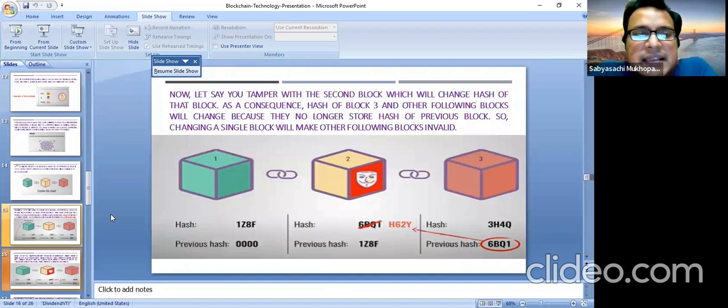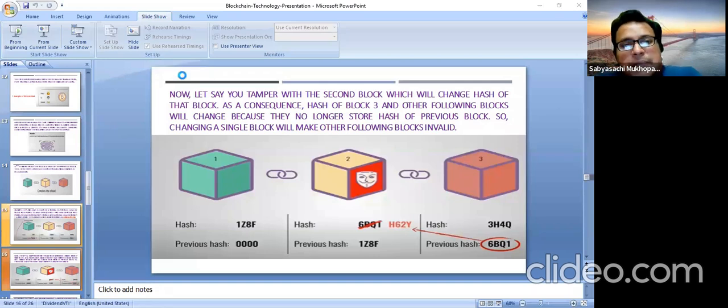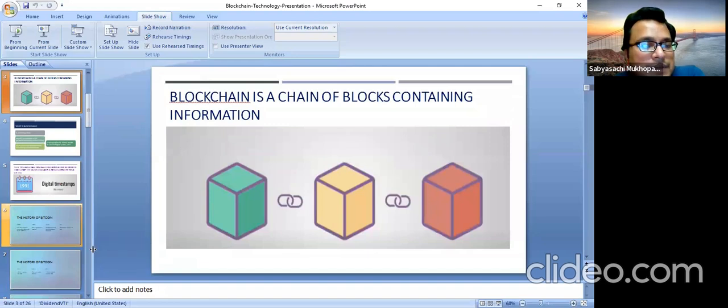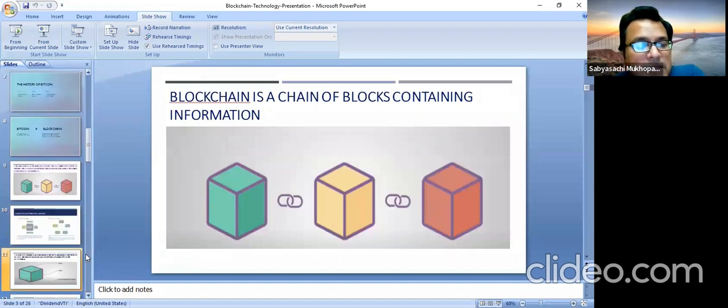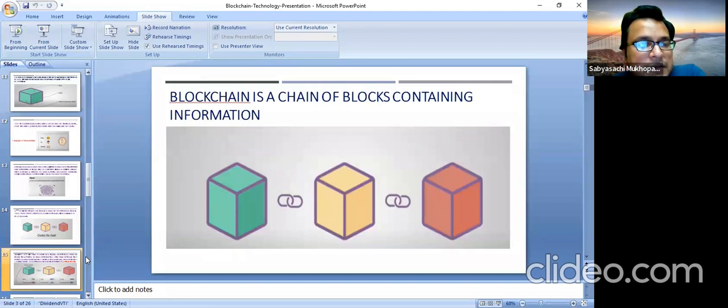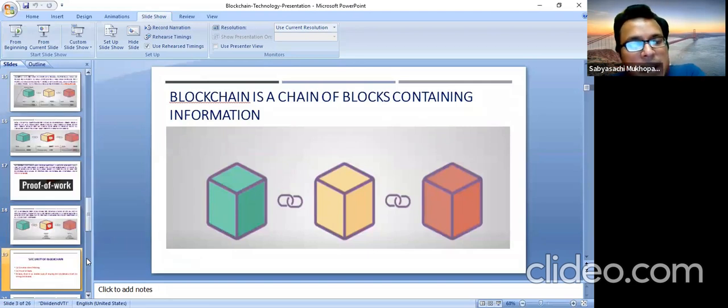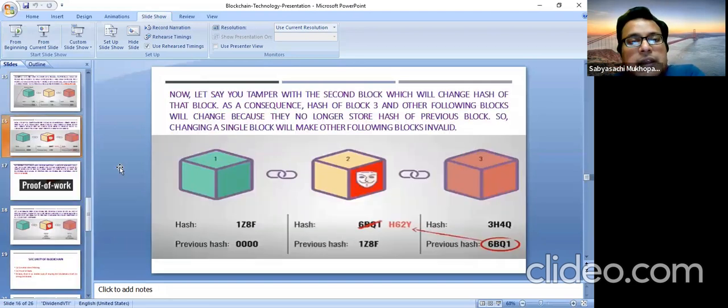Now, you may say that some sort of tampering may happen, that somebody may try to tamper. So then what will happen? In that case, if some tampering happens, what will happen? That is our main objective, because often the question that comes to our mind is related to security. So in that aspect, what will happen?